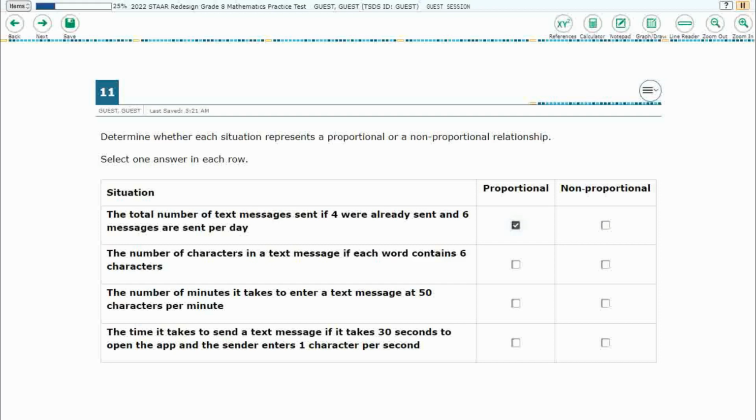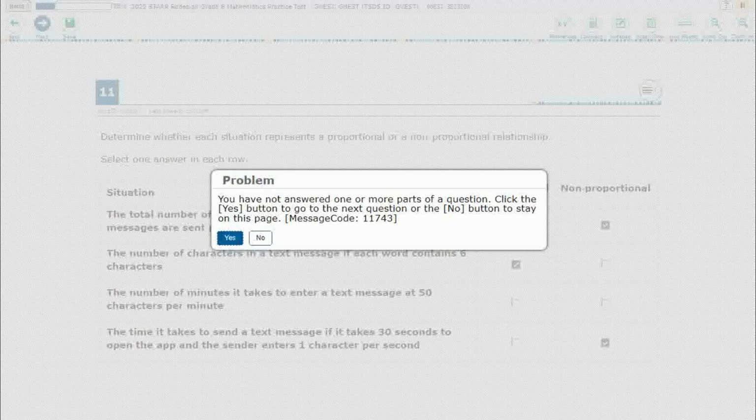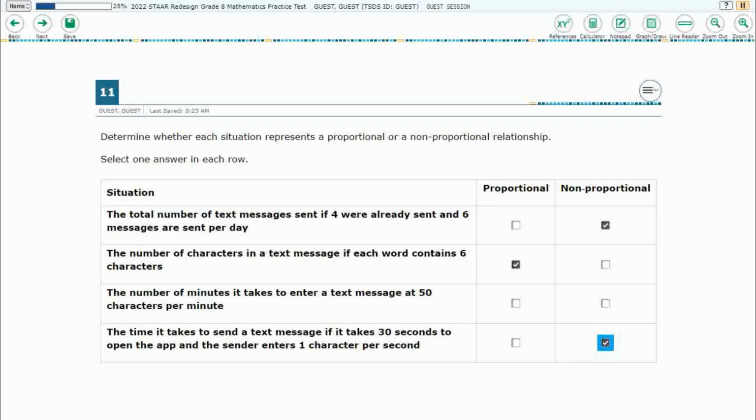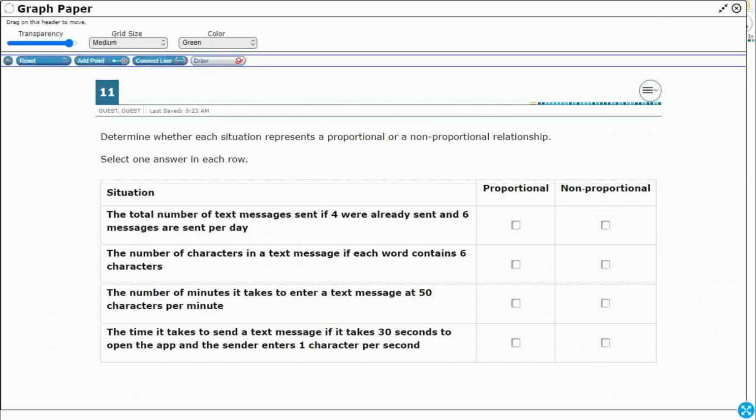So table match here, you have to select one per row. You notice I cannot select both proportional and non-proportional in the same row, so I have to select either one. And if I try to select only 3, it is going to say that there is an error. I have not answered everything. They want you to select all 4 rows, an option in each. So we're looking here at whether each situation is proportional or non-proportional.